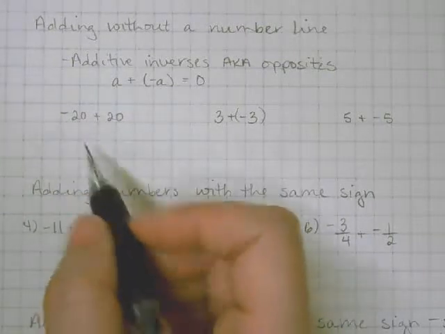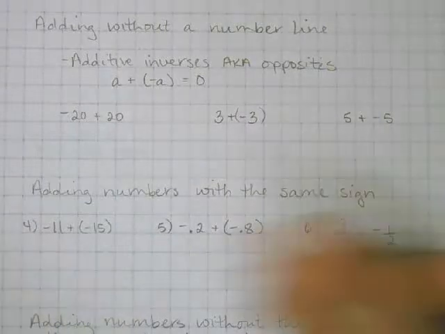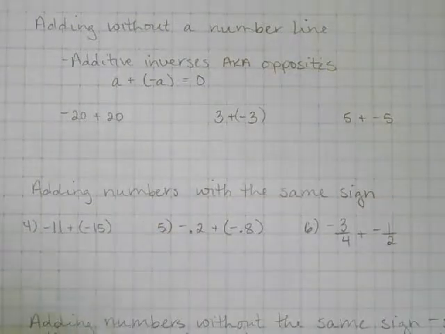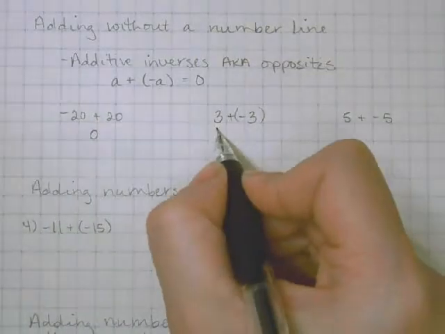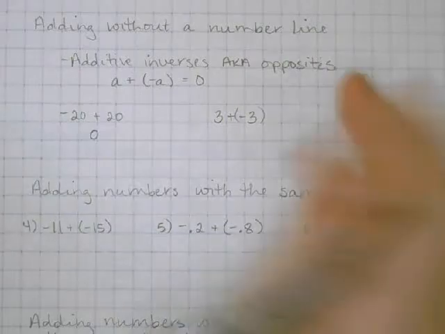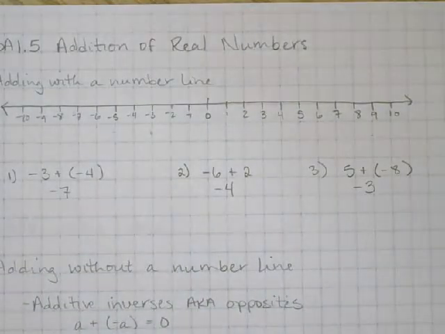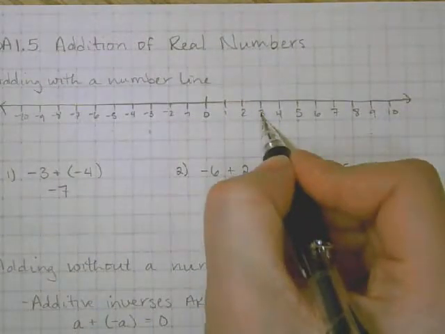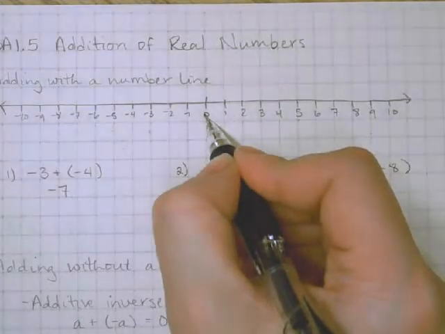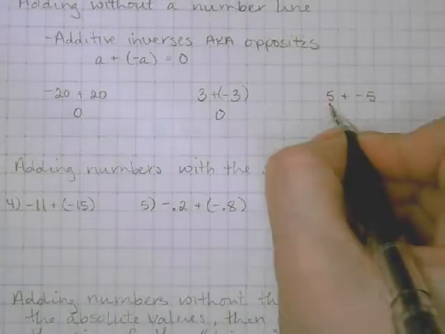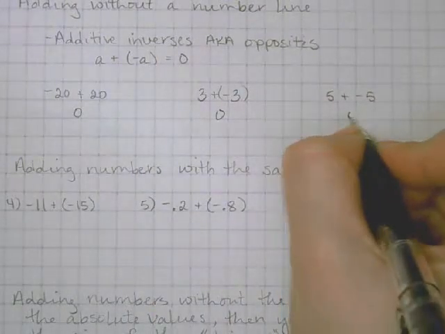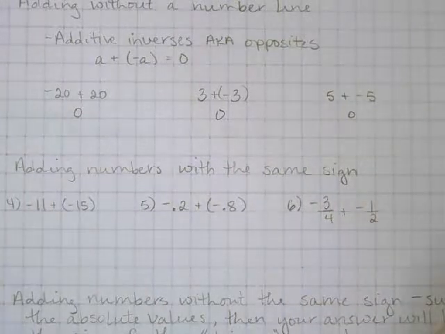When I add those together, it's like I give you $20 and then I take it away, which means you are left with $0. So whenever you add opposites, so 3 plus -3, if I look at that on the number line, 3 plus -3 puts me at 0. And 5 plus -5, I give you $5, take it away, you're left with 0.